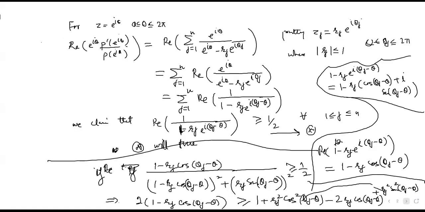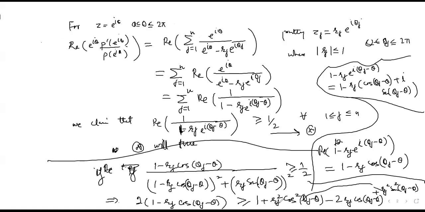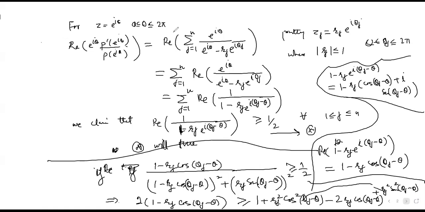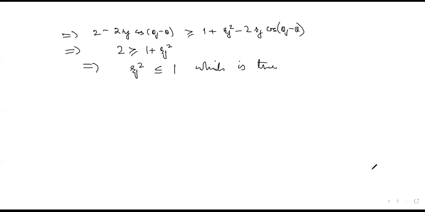which implies that, जरा फिर से मैं करता हूँ, 2 minus twice r_j cos of (theta_j minus theta) is greater than equal to, पीछे जाते हैं, सो ये और ये ऐड करके मुझे r_j स्क्वायर मिलेगा, राइट. सो इट्स ग्रेटर देन इक्वल टू 1 plus r_j स्क्वायर और क्या आएगा minus twice r_j cos of (theta_j minus theta), and as you can see this and this cancels out, that is 2 is greater than equal to 1 plus r_j square, which implies that r_j square must be less than equal to 1, which is true because r_j is less than equal to 1.